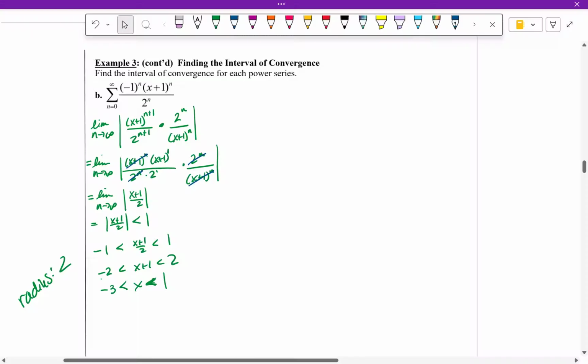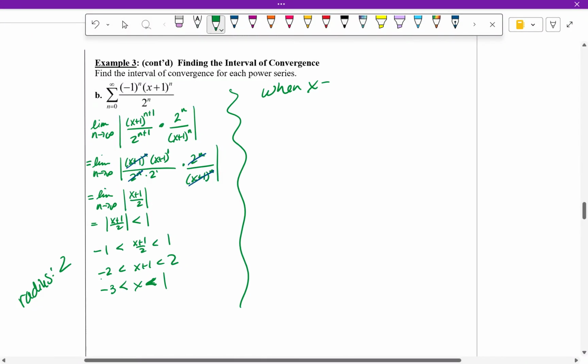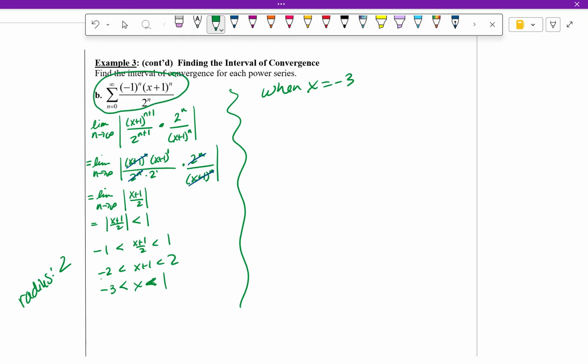All right, so I'm going to start by testing when x equals -3. So I'm taking this thing here that was originally there, and I am plugging -3 in for the x. So I have the sum as n equals 0 to infinity, not 1, but 0 to infinity, of (-1)^n times (-3 plus 1)^n over 2^n.